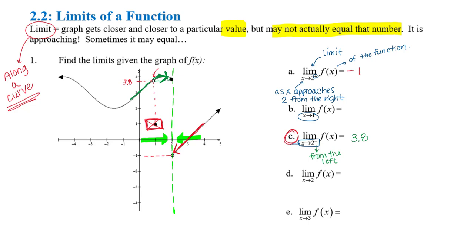Okay, so here's the problem though. My limit from the right of this function as x approaches 2 is -1, and my limit from the left as x approaches 2 of the function is 3.8.